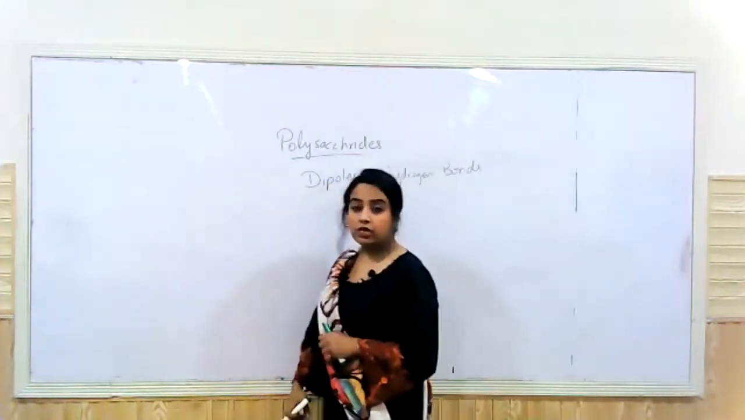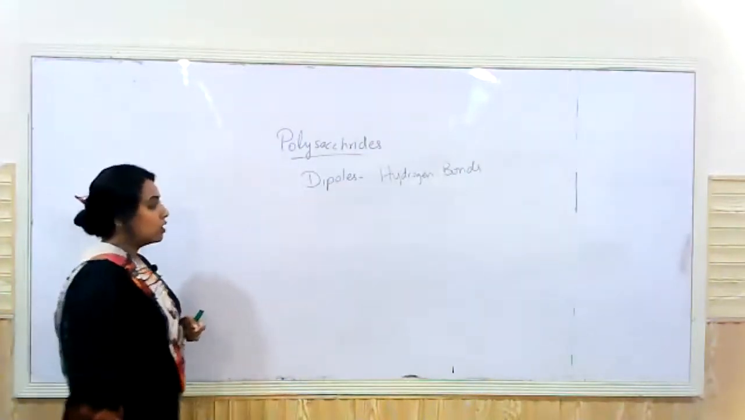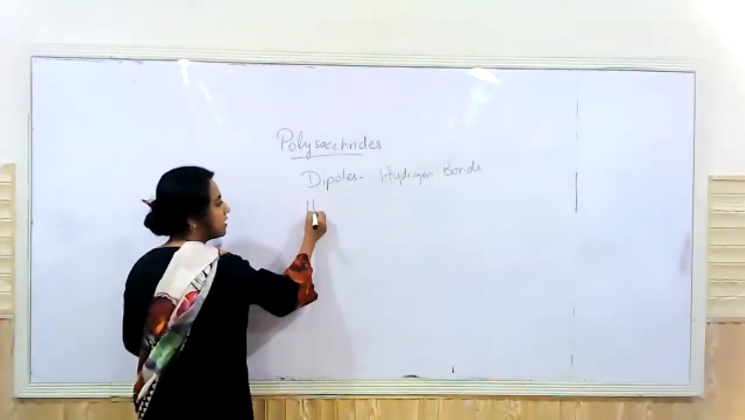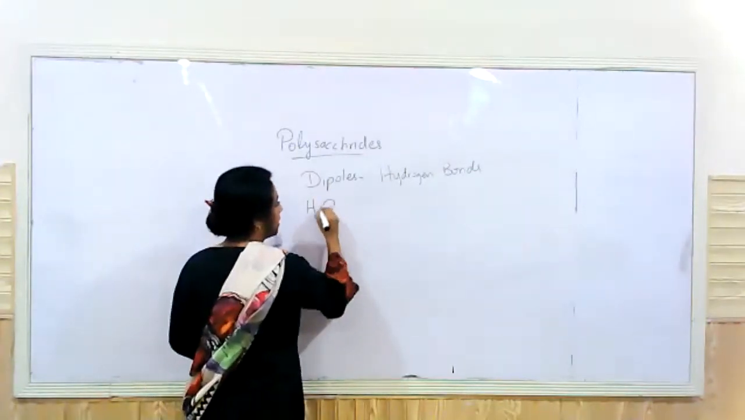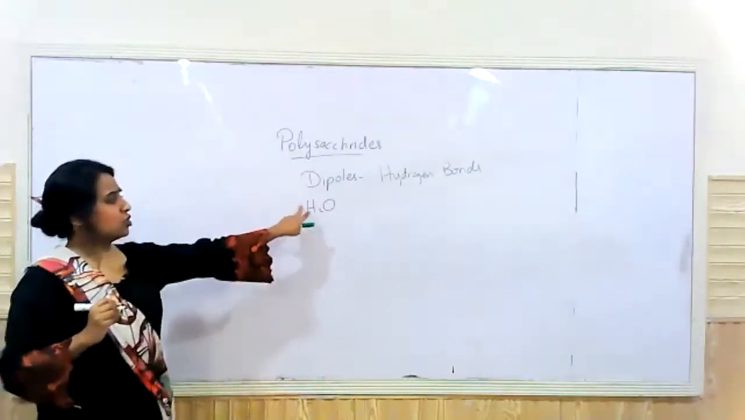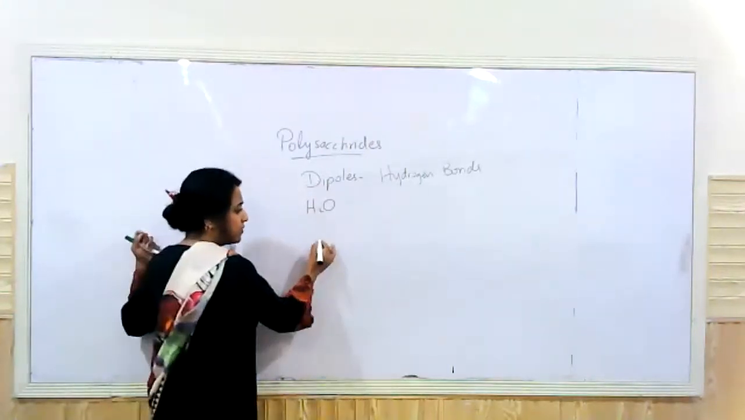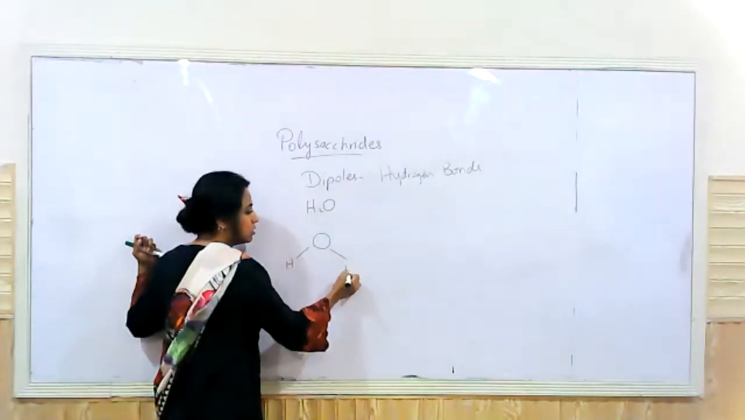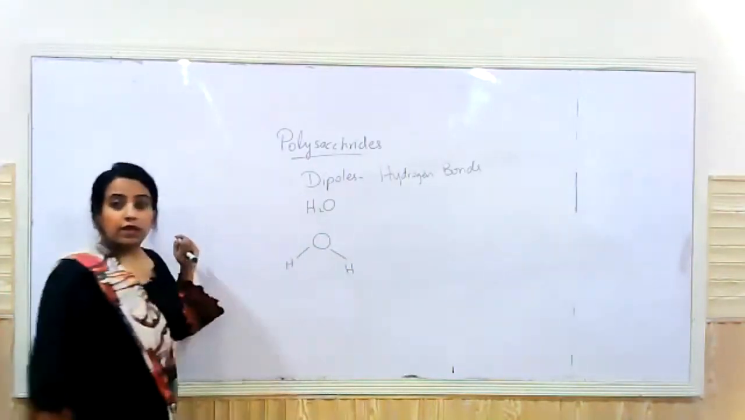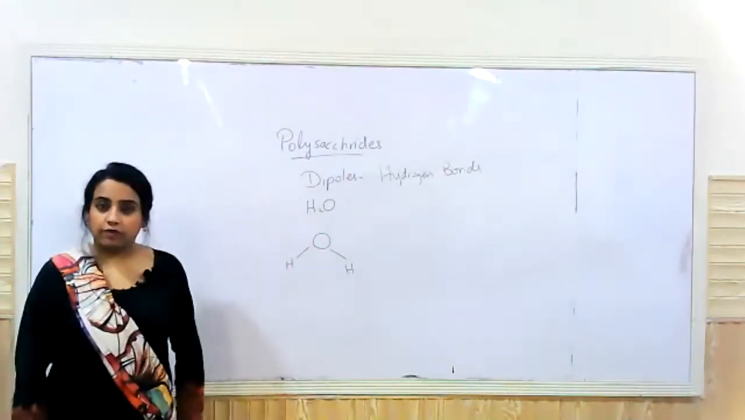Okay, I'll give you an example of water. You already know that water's formula is H2O. That means two hydrogen and one oxygen atom are forming a bond, looking something like this: oxygen, hydrogen, hydrogen. Now, this is a covalent bond, we all know, a shared pair of electrons is there.